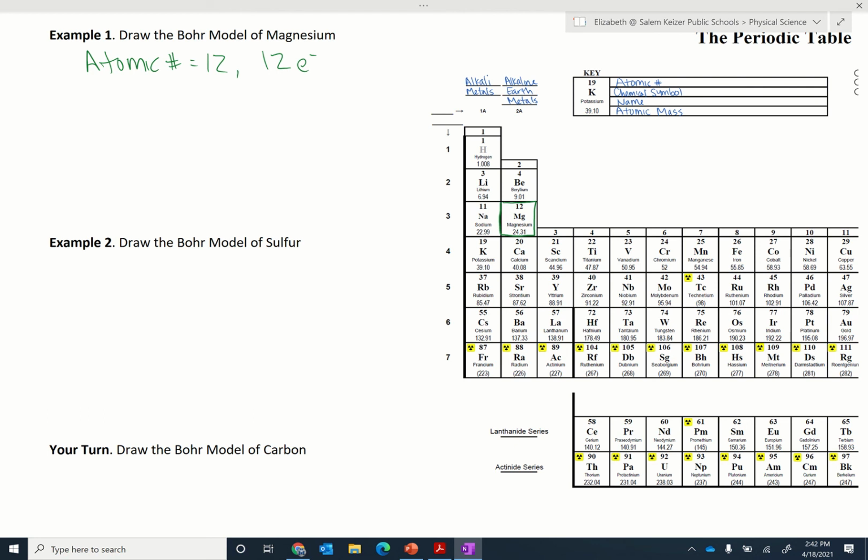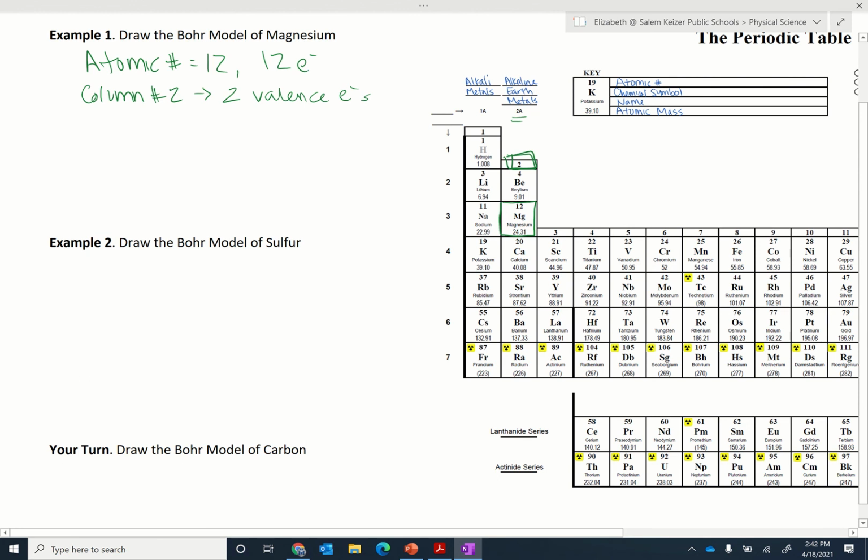We also know that it is in column 2. This tells us right here, column 2, or the 2A is helpful as well. So column number 2. And remember, the column number tells us how many valence electrons. So it has 2 valence electrons.